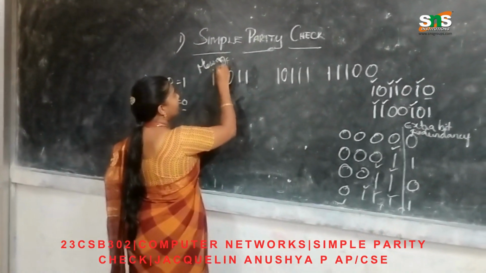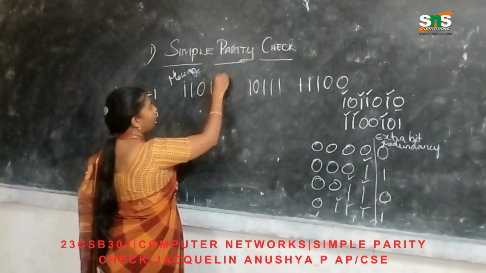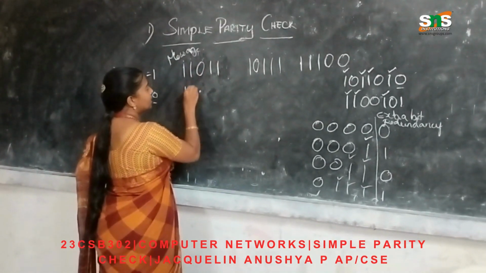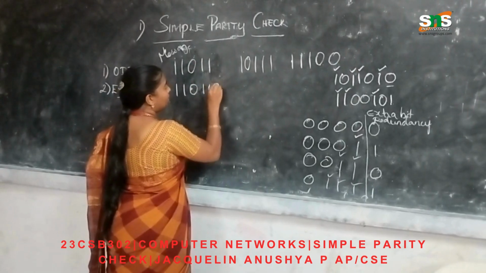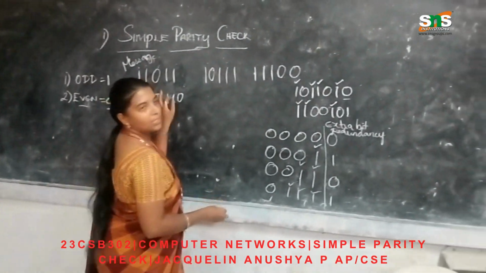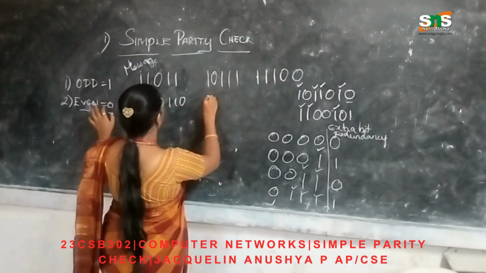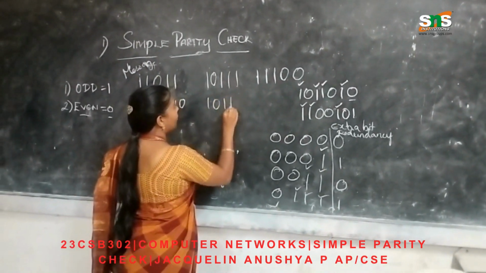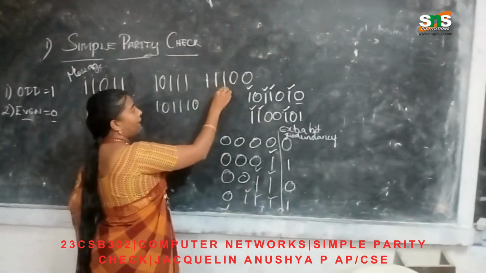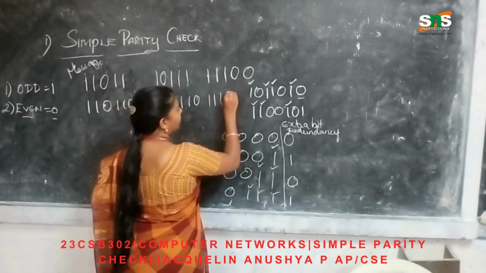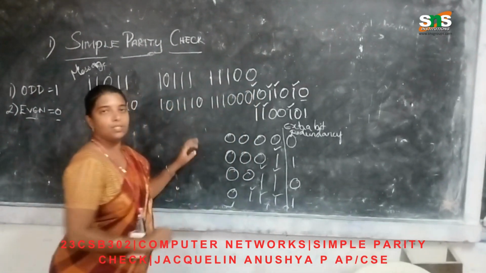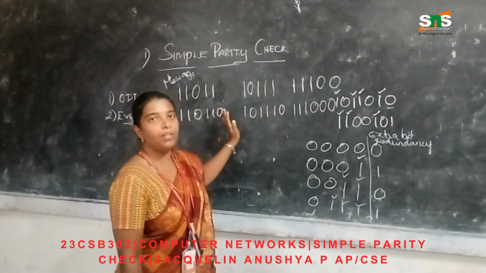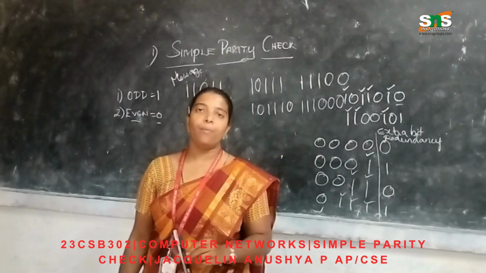What happens over here? 1, 2, 3, 4. We have 4 ones, so it is even, and we consider that as 0 at the last. In the same way, because simple parity check works like this, next we have 1, 2, 3, 4. Again the same, so we have 0 at the last. Here we have 3 ones, so the bit at the last will be 1. This is how your message is transferred in simple parity check from one end to another using binary digits.